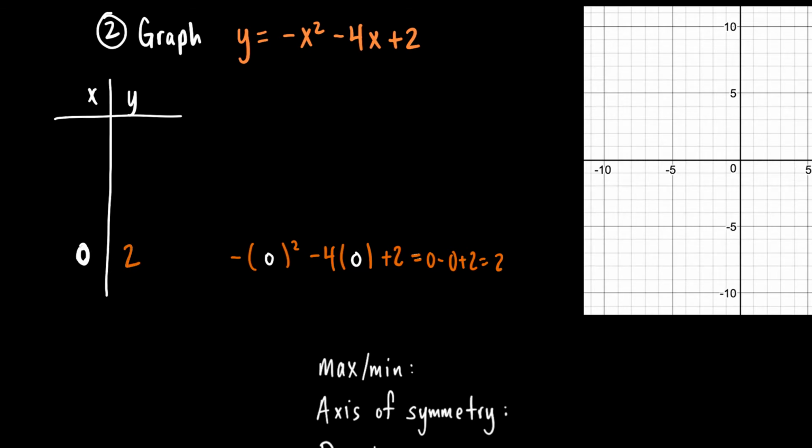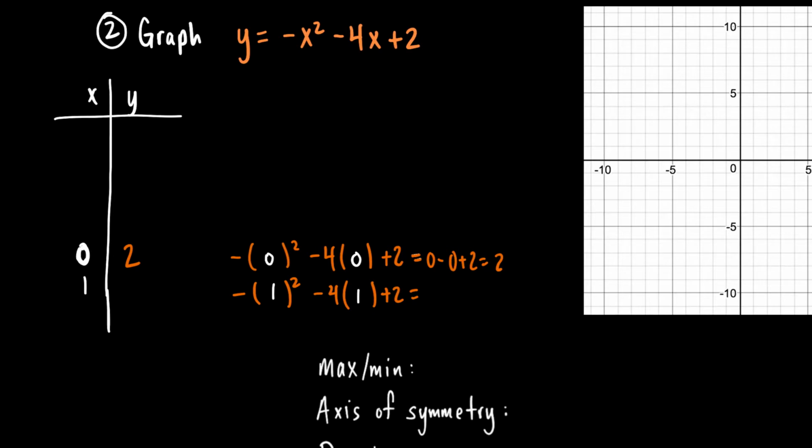What I would generally do next is I would try 1. So let's feed 1 into the function. So -1 squared minus 4 times 1 plus 2. That's going to be equal to, all right, let's do it. So this is really important, by the way. A lot of people goof this up. You have to follow order of operations here.